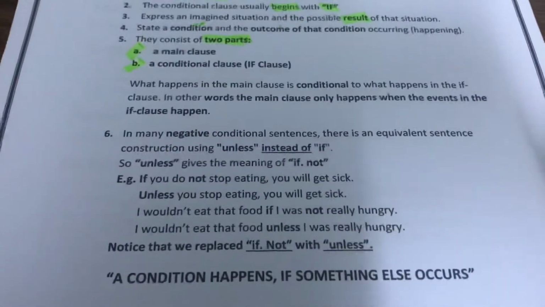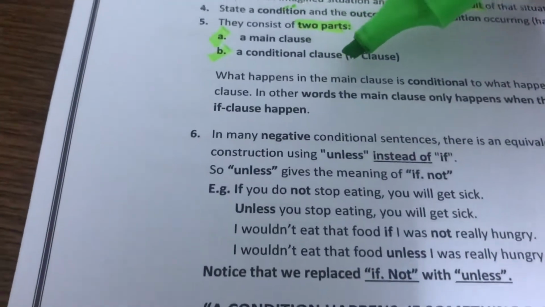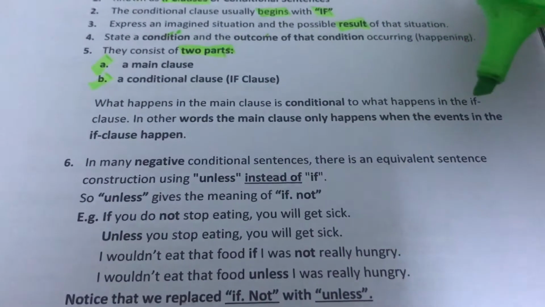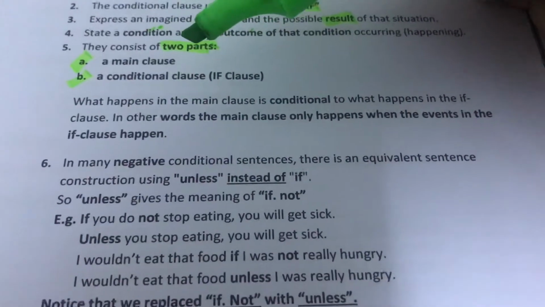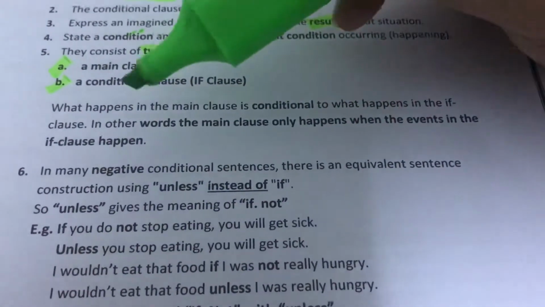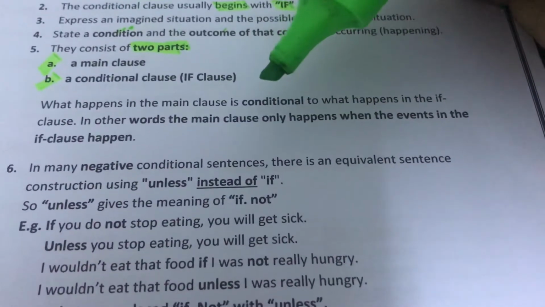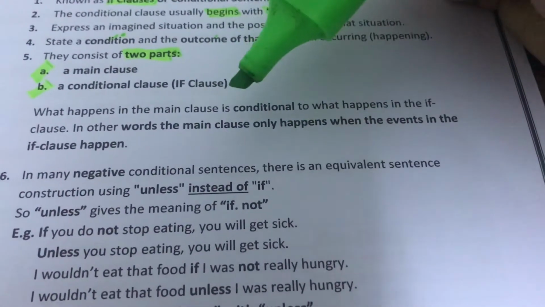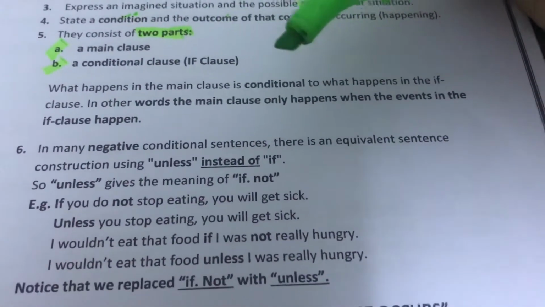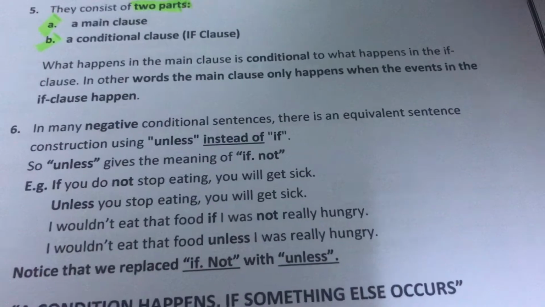So let's have an explanation regarding this point. What happens in the main clause is conditional to what happens in the if clause. حكينا العلاقة مشروطة. The relationship is conditional. In other words, the main clause only happens, اللي هو النتيجة أو الإشي هذا رح يصير عنا, when the events in the if clause happen. إذا تحققت الشروط اللي بالفعل أو الحدث المشروط.